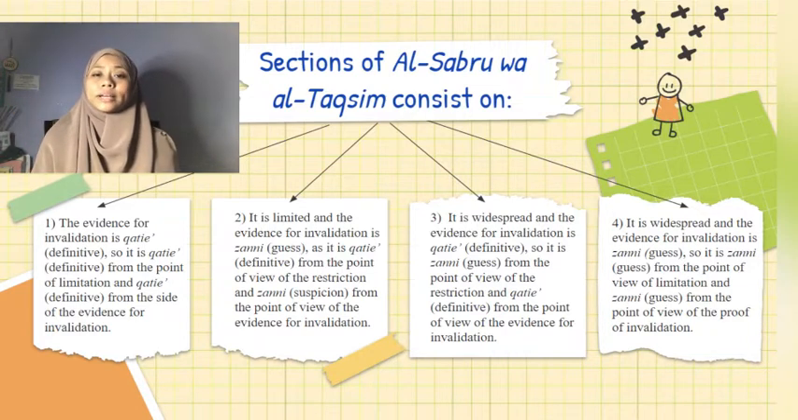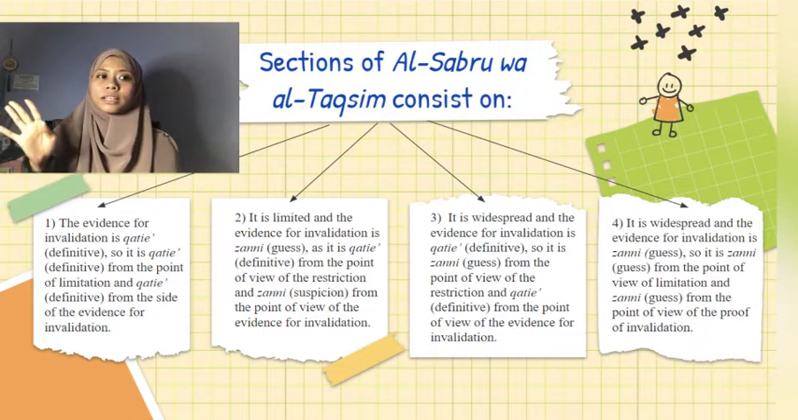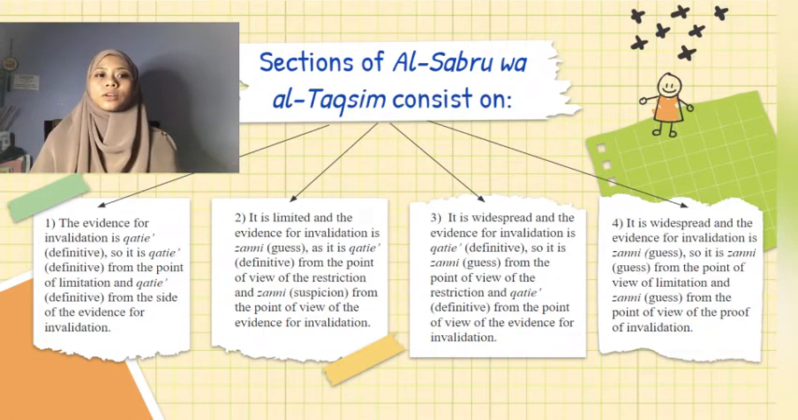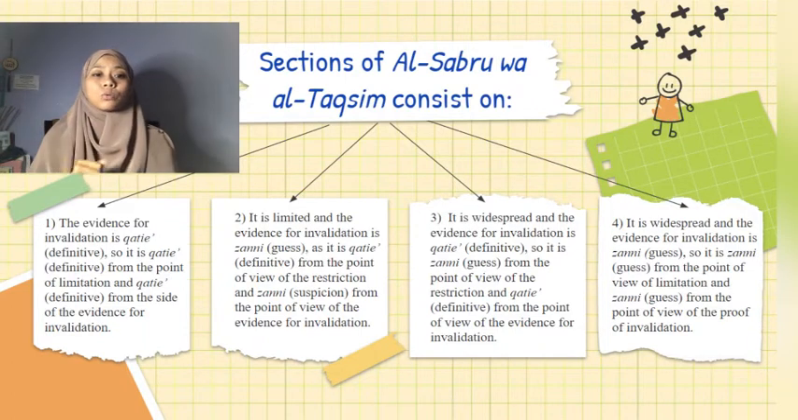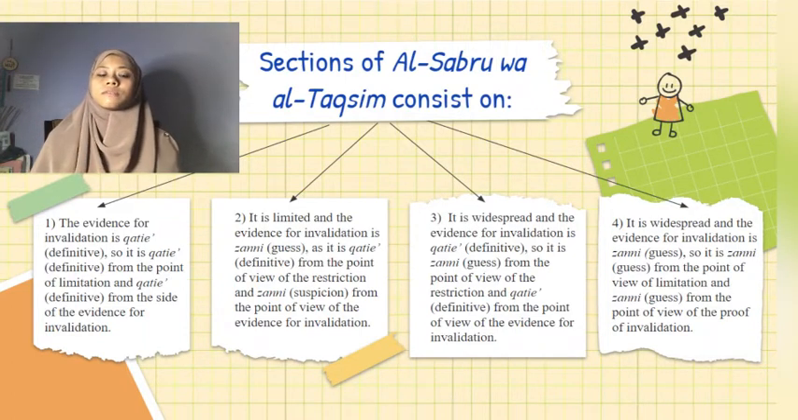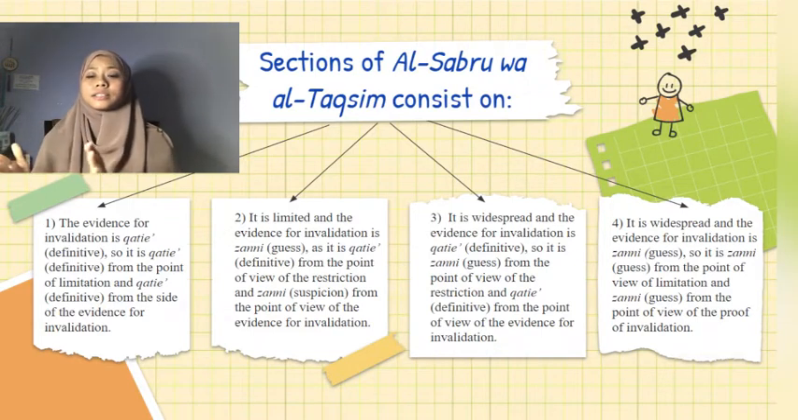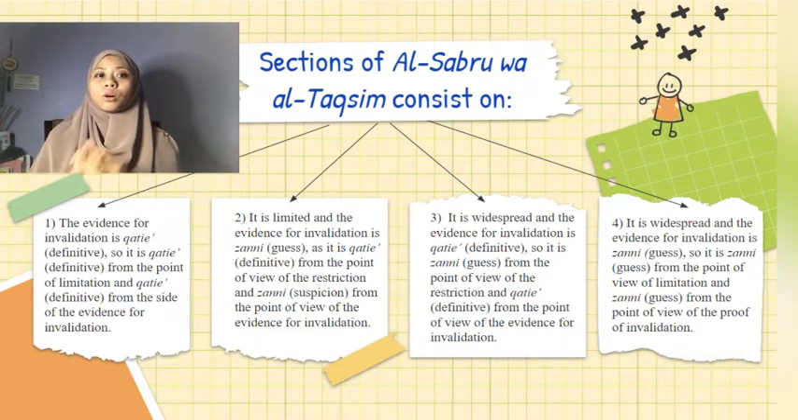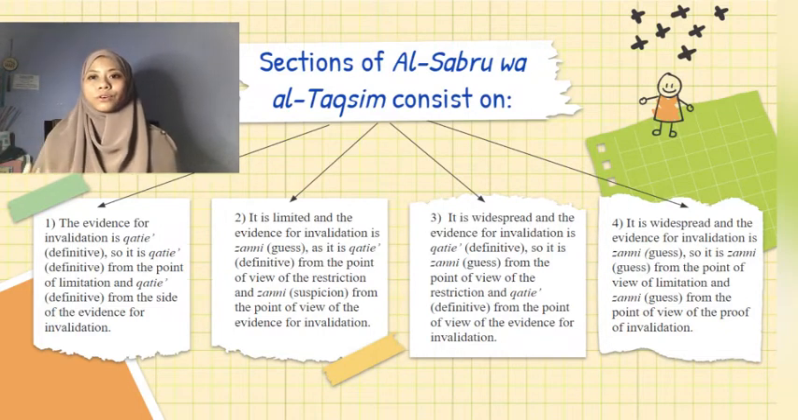Thirdly, it is widespread and the evidence for invalidation is qat'i. So it is zanni from the point of view of the restriction and qat'i from the point of view of the evidence for invalidation. And fourthly, it is widespread and the evidence for invalidation is zanni, yani guess. So it is zanni from the point of view of limitation and zanni from the point of view of the proof of invalidation. So, based on these sections and their significance, the view of the conclusiveness and the implementation of As-Sabru wa TAQSIM was formed.